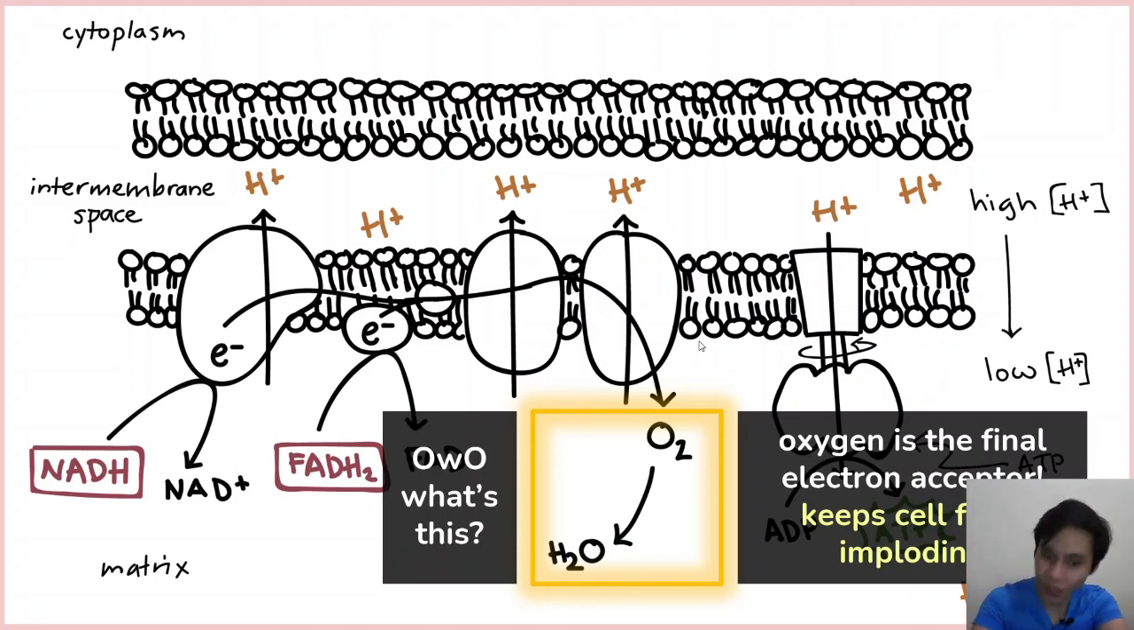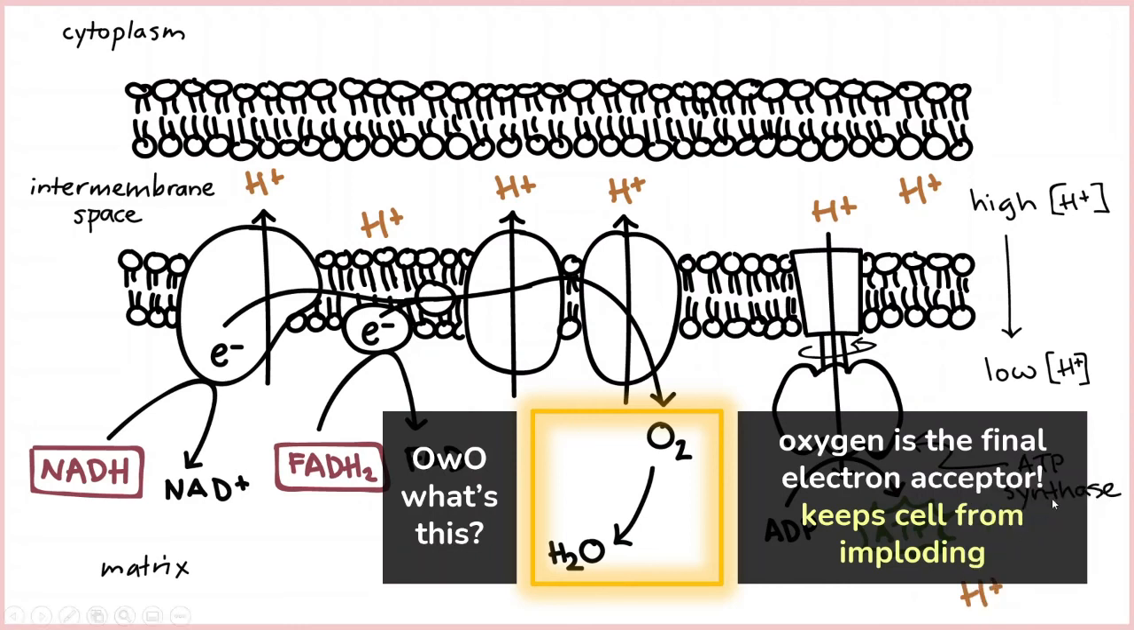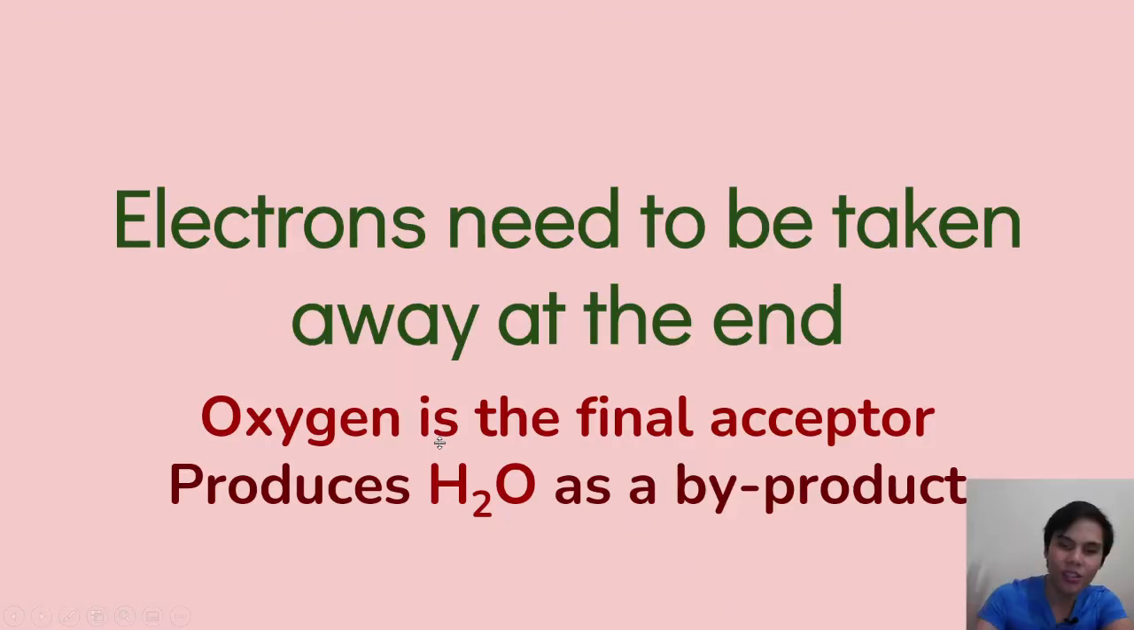We call it aerobic because there is a final electron acceptor. In our case, oxygen accepts that final electron. So after all the energy has been taken from it, after it's been used up, what accepts it at the end is oxygen gas. And we need that so that your electrons don't just build up inside your mitochondrion. That's why we breathe, so that oxygen can function as the acceptor of electrons from the electron transport chain, and it keeps your cell from imploding. Okay? So electrons need to be taken away at the end.